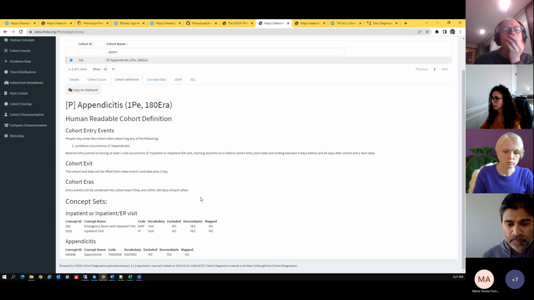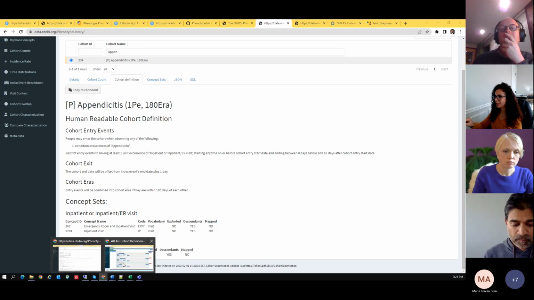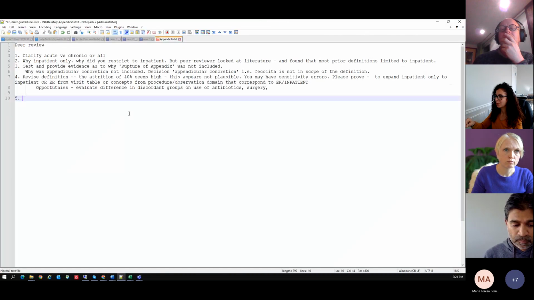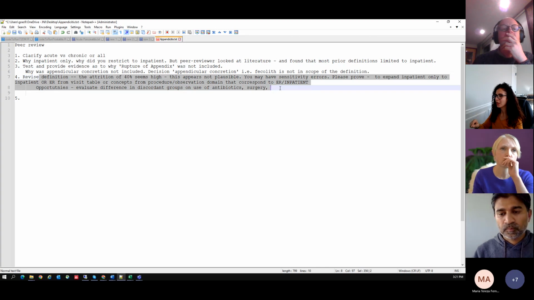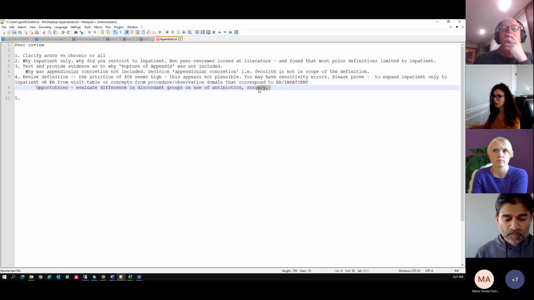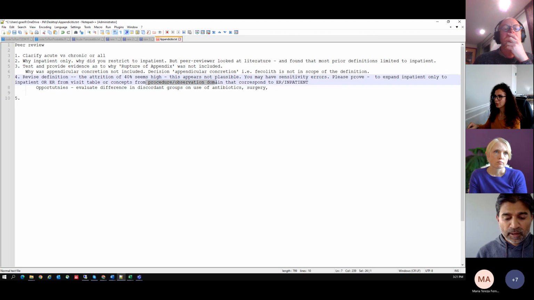Very good comment. So that's why I think revising the definition to not only include ED as a visit, but also, that's what Evan was talking about, to include people who have procedures that are inpatient or ER procedures. Is that right, Gowtham? Yes.